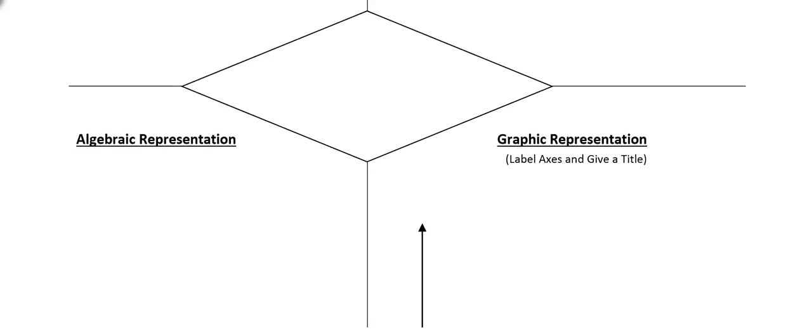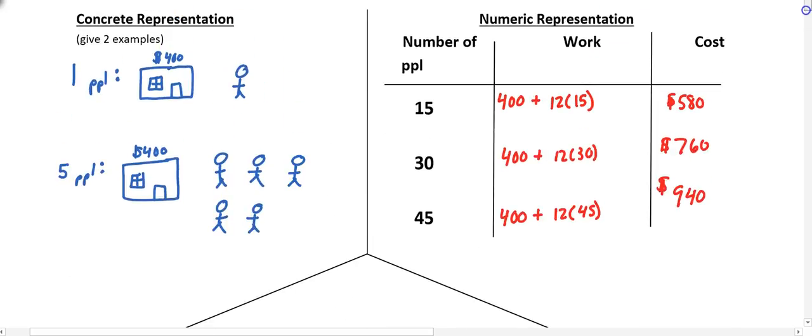Remember in the diamond, we need to write a dependency statement. Completing a table and drawing a picture can help us with our dependency statements. Remember, when we have a dependency statement, the dependent variable depends on the independent variable. Your table can also help you identify the independent and dependent. The independent is the input to our equation, so in this case, the number of people. Our dependent is what we're trying to figure out, so in this case, the cost.